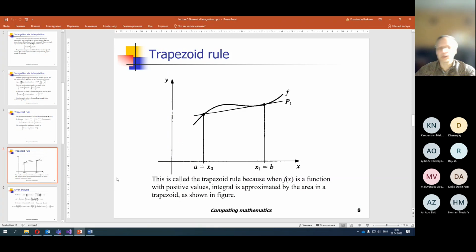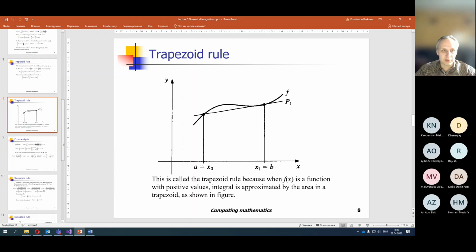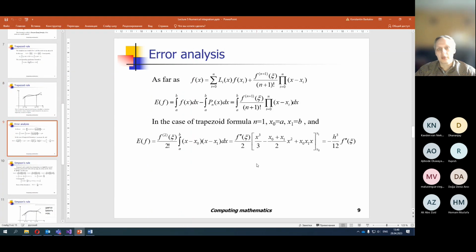Before we consider the concrete implementation of the trapezoid rule in a C++ program, let me say a few words about error analysis.